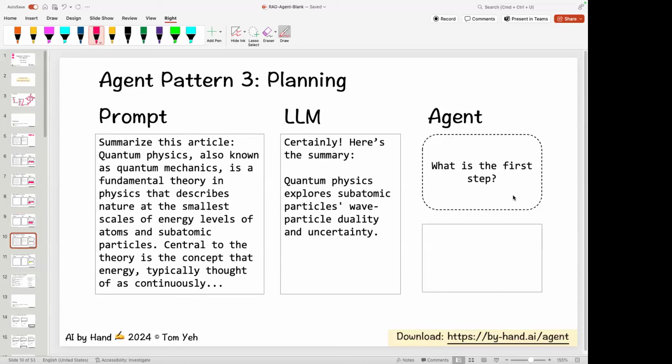And the third pattern is planning. Again, in this case, the prompt is to summarize this article. A large language model will say, certainly, here's a summary. But with an agent, we'll think about, well, what is the first step? Is the first step really just to go ahead and summarize this article?